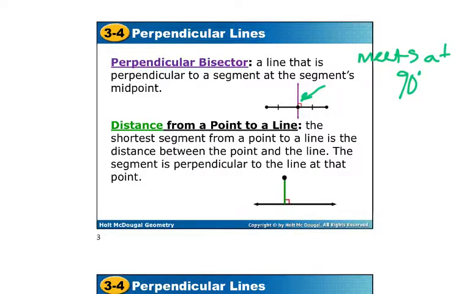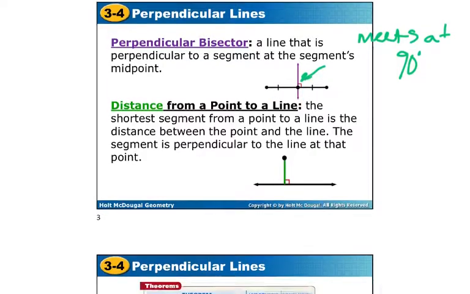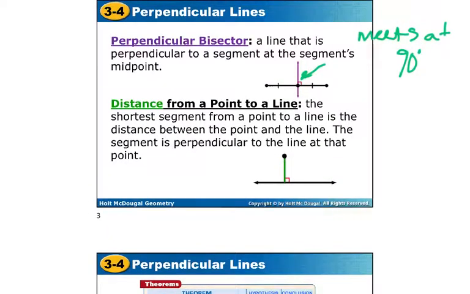You'll also see these tick marks here, which indicate that you have two parts of that segment that would then be the same length. So lots of things happening if you insert a perpendicular bisector. One, things are meeting at 90 degrees, and two, things have been bisected, or cut in half, or equal.